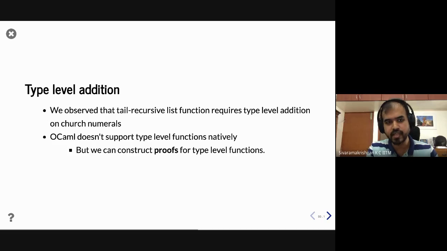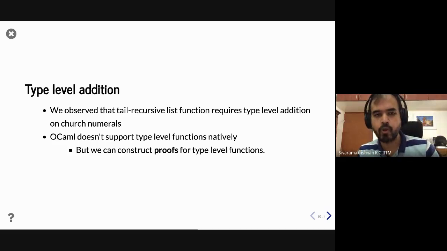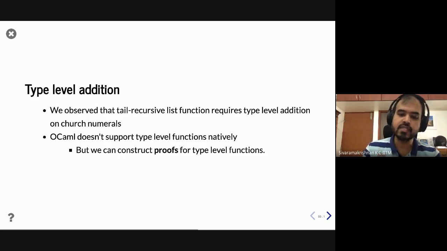So what we are going to see is we are going to look at tail recursive reverse, right? What we did in the previous class is we said, okay, tail recursive reverse is difficult to write directly, and we sort of saw how to write a recursive, non-tail recursive reverse using this additional app1 function. The reason why we couldn't write this tail recursive reverse was that we needed the tail type level addition, right? And OCaml does not support type level functions natively.